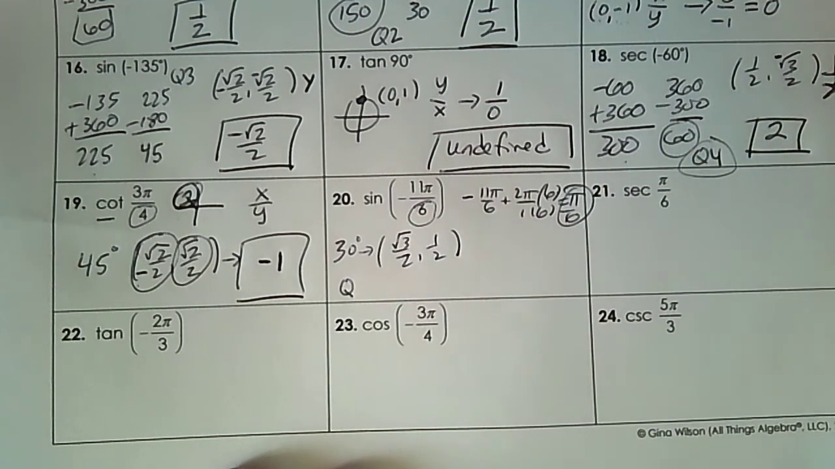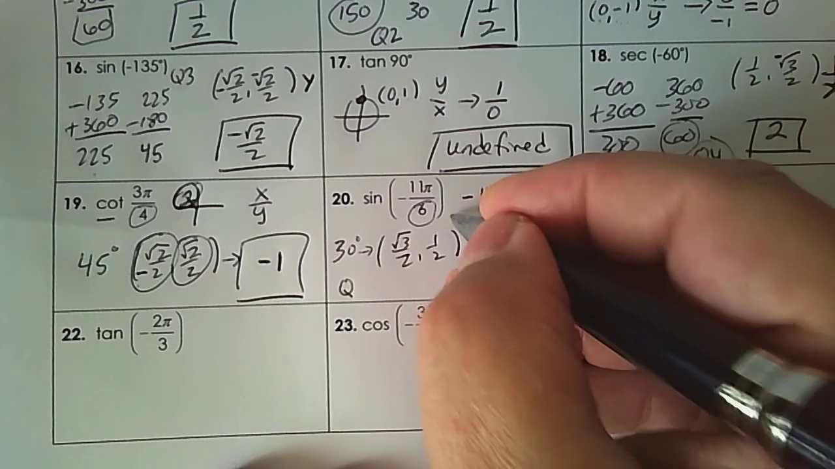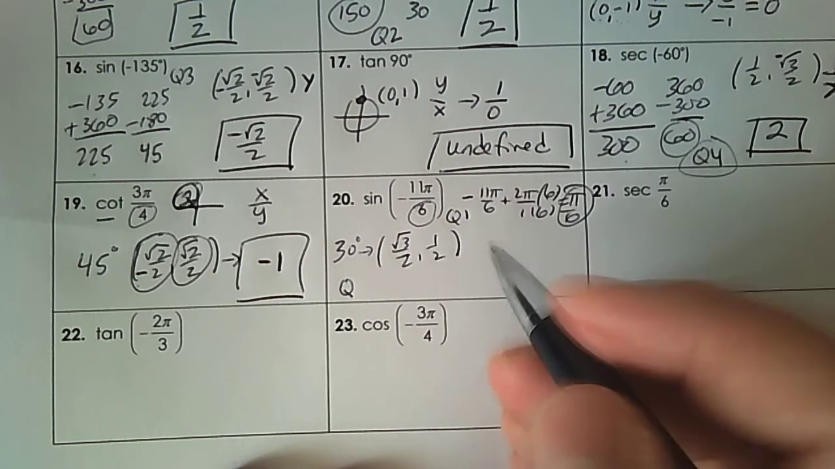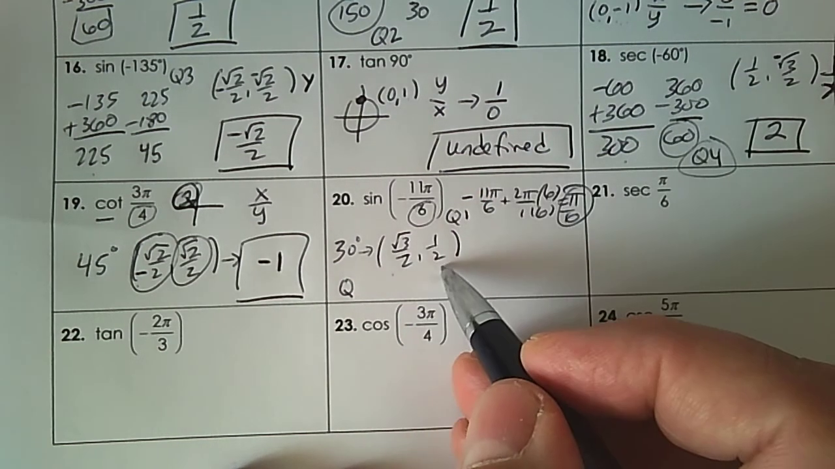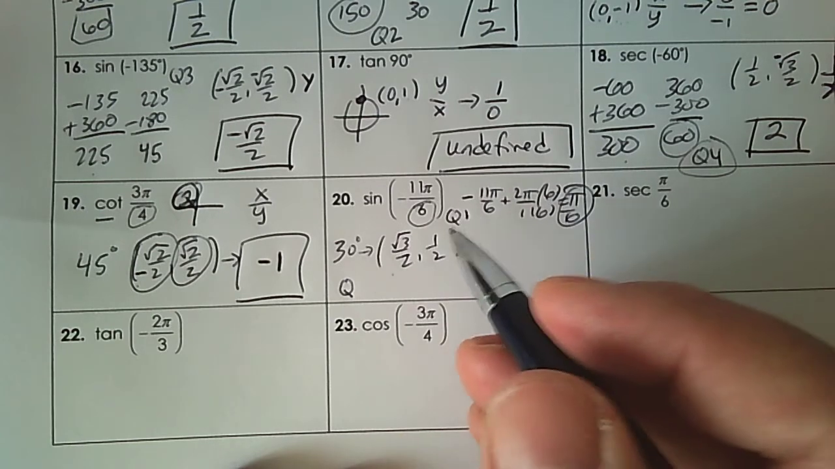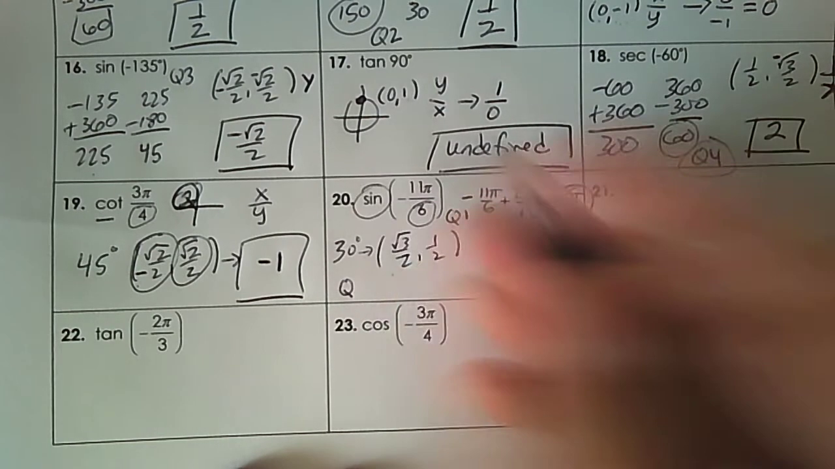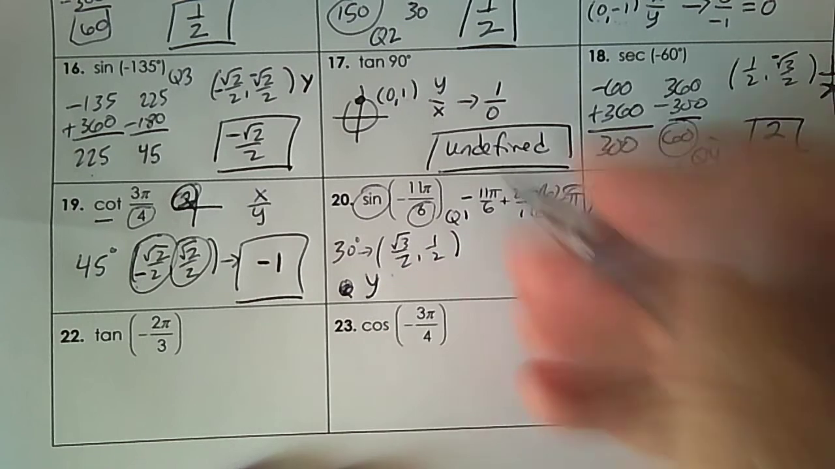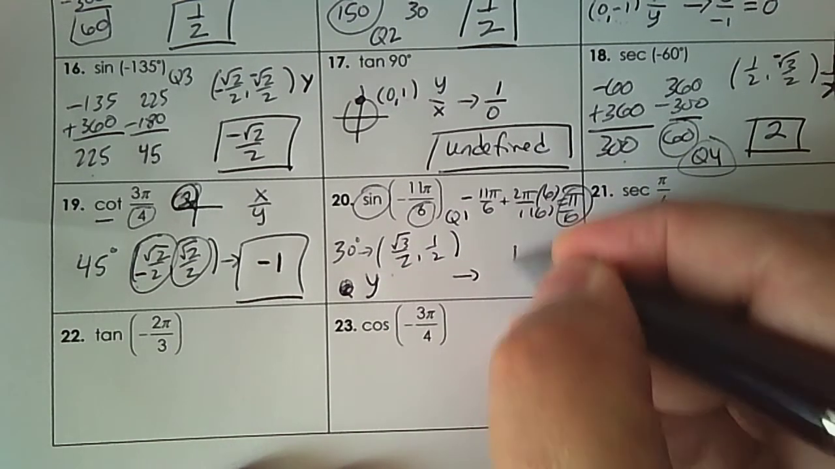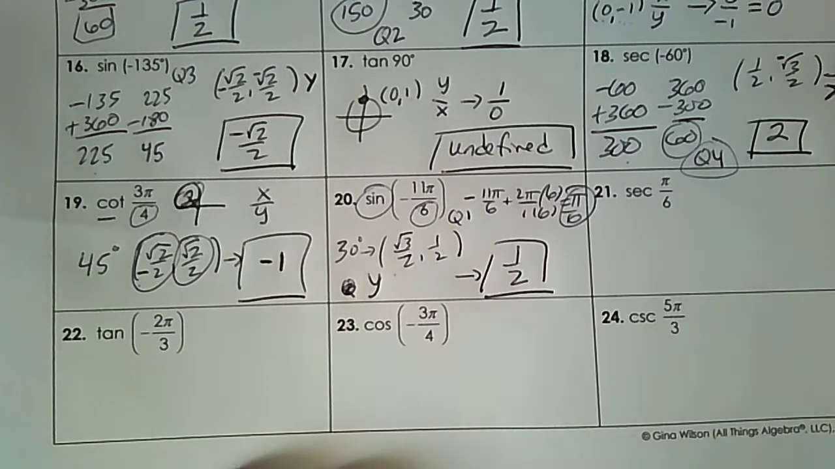So where is positive 1 pi over 6? That's in quadrant number 1. And in quadrant number 1, they are both positive. So that's a good point. Now, what's the definition for sine? That's the y coordinate. And what's the y coordinate there? And the answer is 1/2.